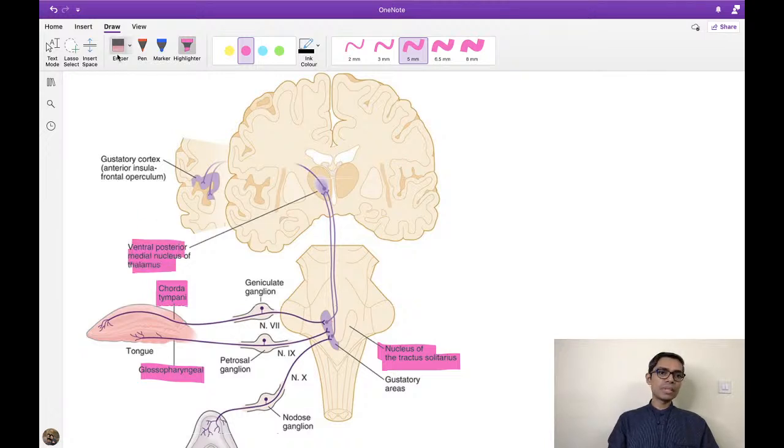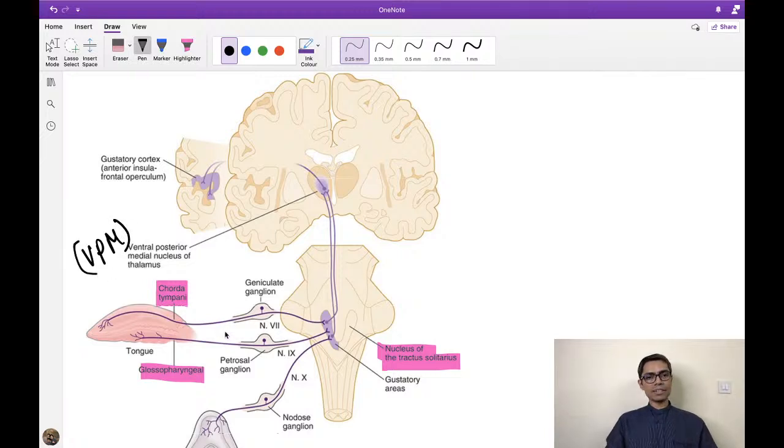Sometimes they can ask you which nucleus of the thalamus is responsible for the taste pathway. You have to remember this is the VPM, the ventero-posteromedial nucleus of thalamus. Pain, temperature, crude touch, pressure, all of these are mainly handled by the ventero-posterolateral nucleus, but here it is the ventero-posteromedial nucleus of thalamus. And from the VPM, it enters the cortex.